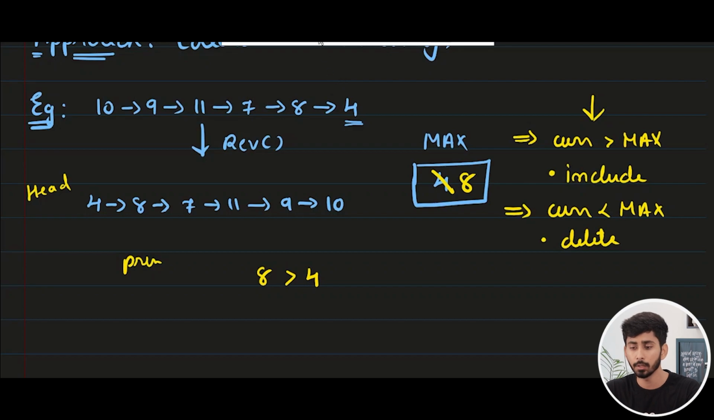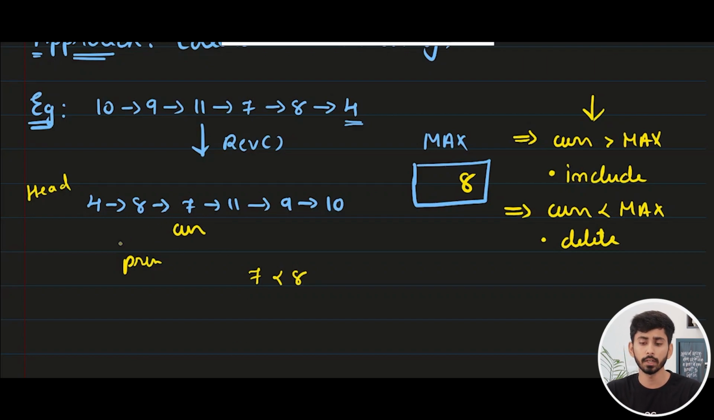So now your maximum value is equivalent to 8 and your current is updated to the next of current. So your current is pointing to 7. Now let's compare the value of current with the maximum. Is 7 lesser than or greater than 8? I can see 7 is lesser than 8. So I need to delete this node. So how will you delete this node?